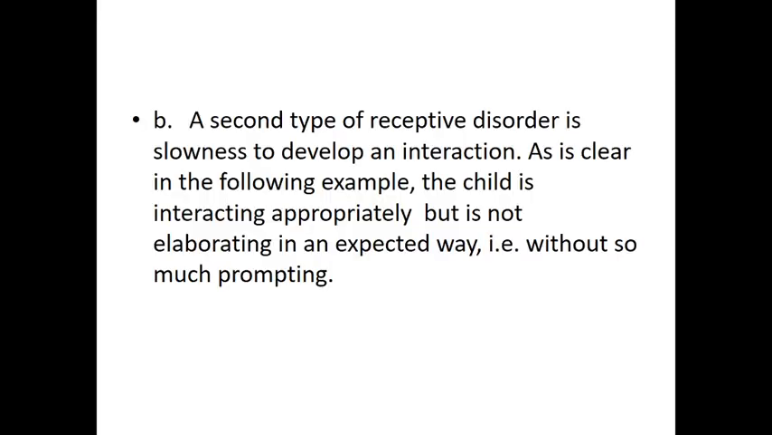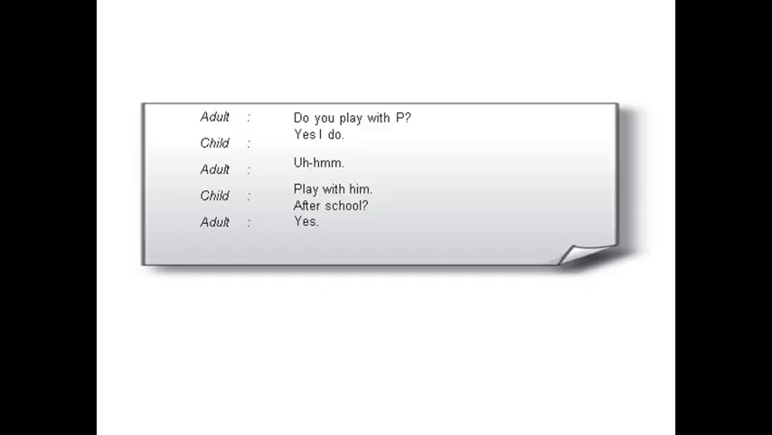That kind of language. A second type of receptive disorder is slowness to develop an interaction. As is clear in the following example, the child is interacting appropriately but is not elaborating in the expected way, that is, without so much prompting. Do you play with P? Yes, I do. Play with him after school. Yes.